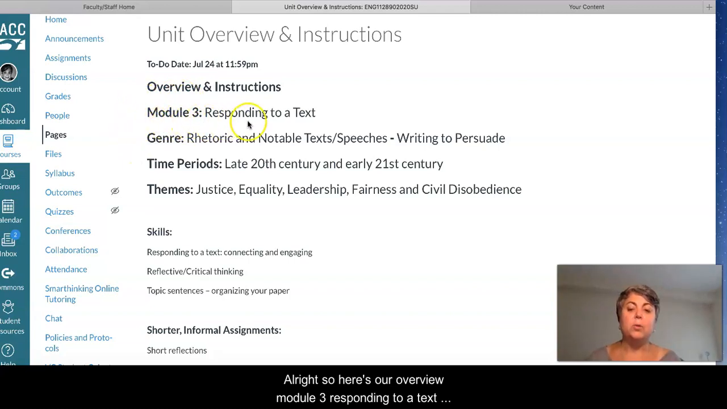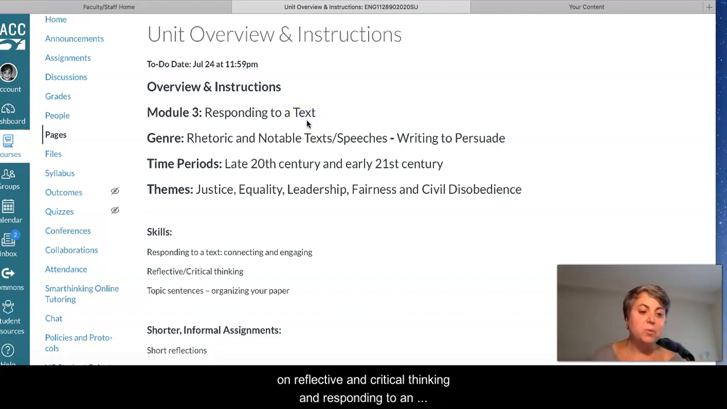Module 3, responding to a text. So that's basically writing a reflection. And we are focused on reflective and critical thinking and responding to and engaging with our texts. You are not going to be writing a literary analysis. I know that's what you did in Unit 1 and Unit 2, but we're pivoting a bit here.